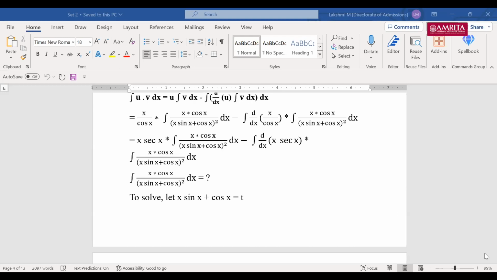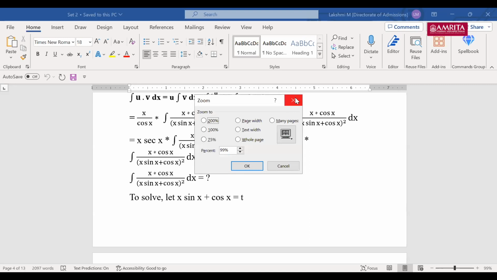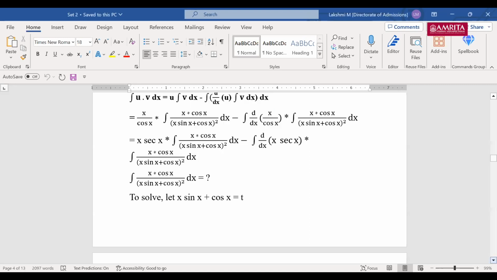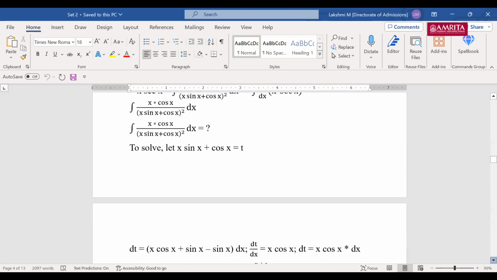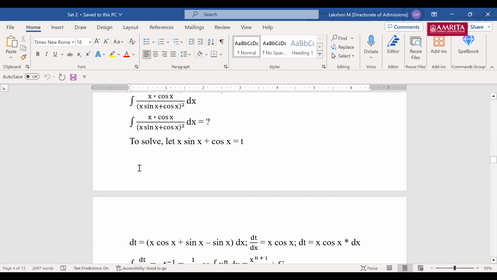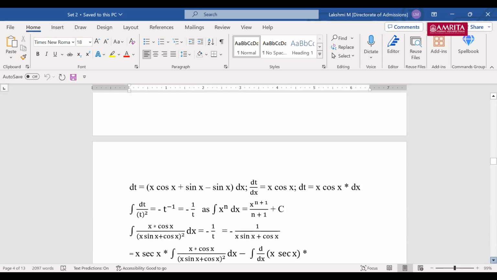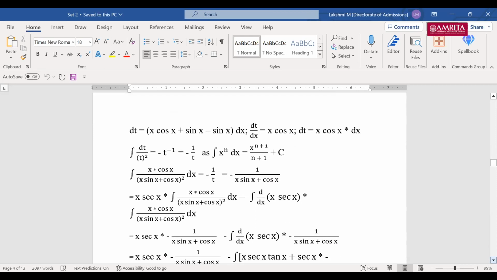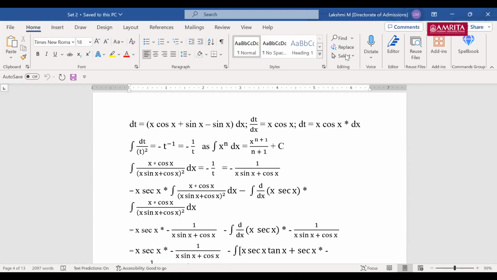So what is the integral of x cos x by (x sin x plus cos x) the whole square? Here also we are planning to use substitution in order to solve it. So in this part, I have substituted x sin x plus cos x is equal to t. So this term will be t square. Now you need to find out dt.